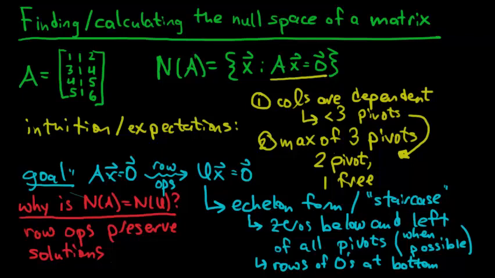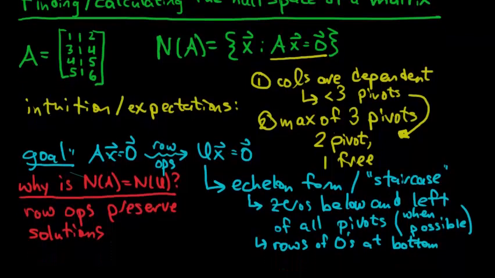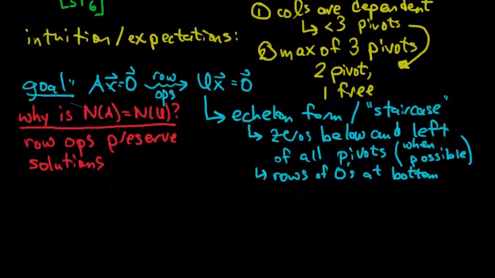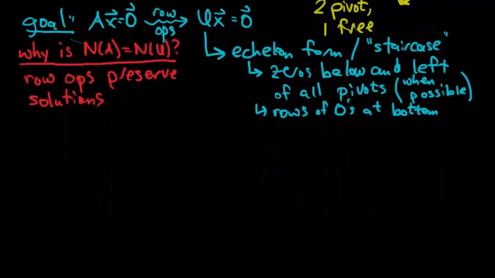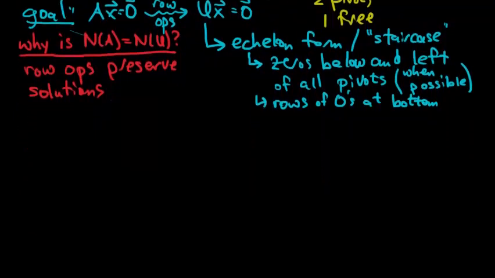So we've done a lot of talking about what our goals are, what our expectations are, and the rationale behind those methods. So let's actually get down to the process of elimination. Alright, so let's do some row operations here.